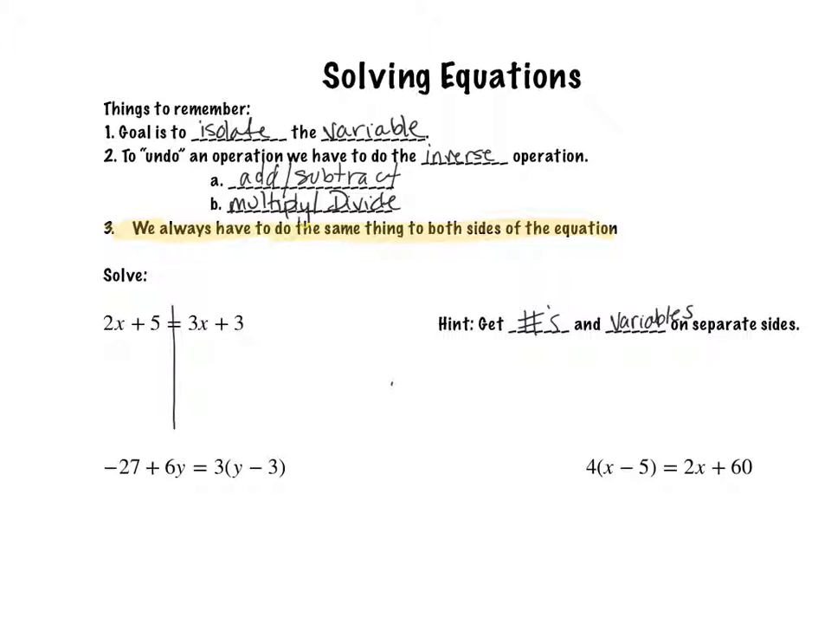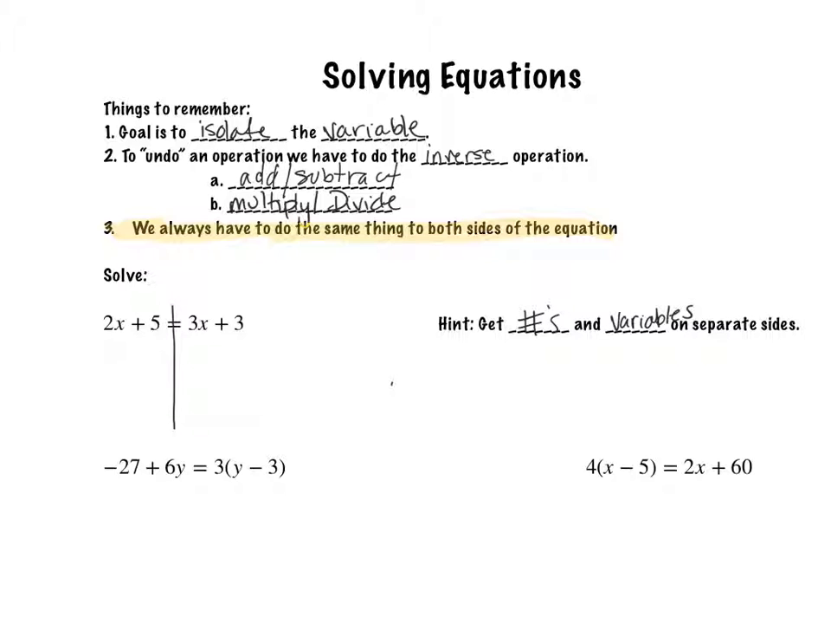So when I solve this, I usually look and say which side is going to keep my variable positive if I can. I like to have positive numbers, especially with the variable. So I look and notice that I have 2 x's over here and 3 over here. So it's going to make sense to move this 2 over, because then I'm going to keep things positive. So if I do that, I have a positive 2x.